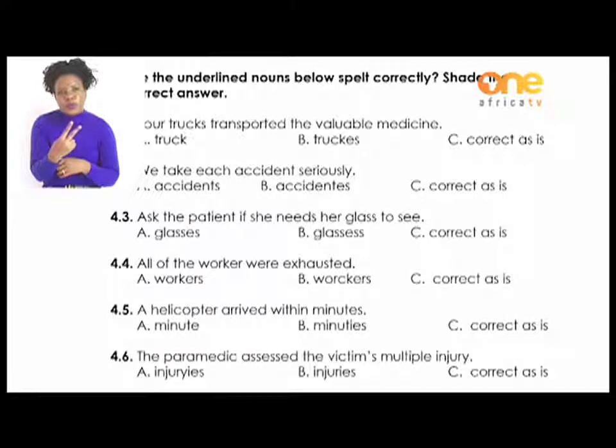We take each accident seriously. A, accidents, B, accidentes, or C, correct as it is. The answer is C. It is correct as it is. Now you can do the rest of the exercises on your own.